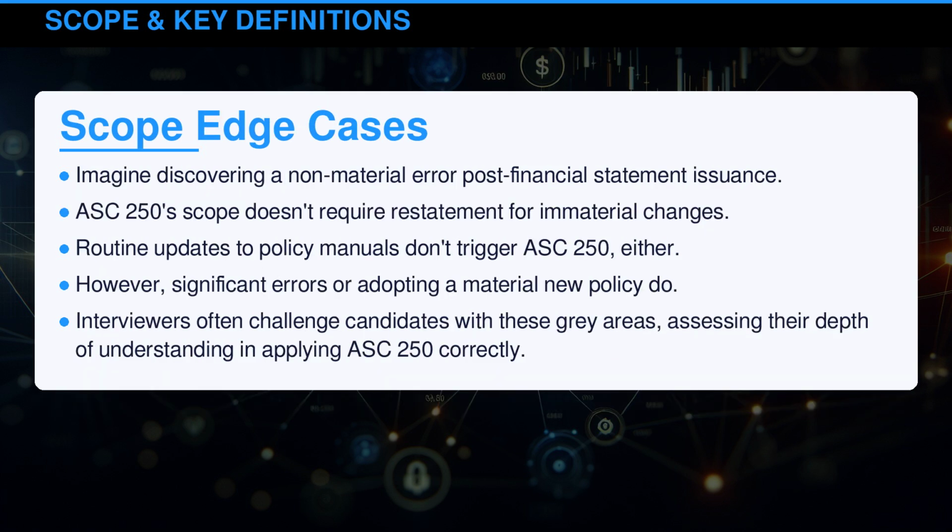Imagine discovering a non-material error post-financial statement issuance. ASC 250 scope doesn't require restatement for immaterial changes. Routine updates to policy manuals don't trigger ASC 250 either. However, significant errors or adopting a material new policy do. Interviewers often challenge candidates with these gray areas, assessing their depth of understanding in applying ASC 250 correctly.